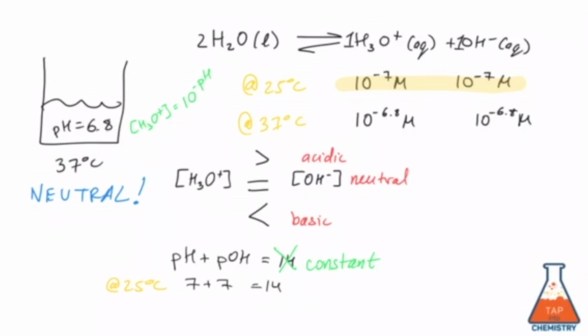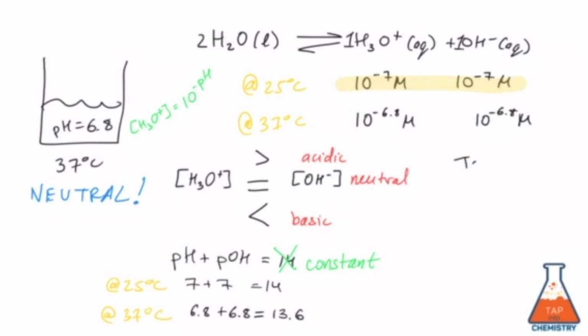However, at 37 degrees Celsius, when the concentration of ions in neutral water is 10 to the negative 6.8, the pH and pOH are both 6.8. So when we add these pH and pOH values, we get 13.6. Thus, at 37 degrees Celsius, pH plus pOH is equal to 13.6, not 14.